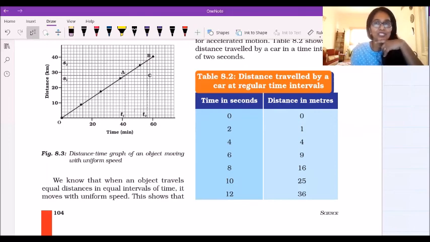Okay, so this is it for today. Next class we will come with the velocity time graph.